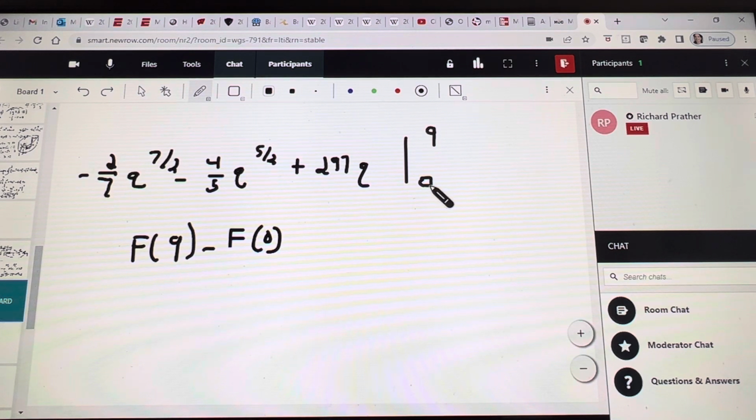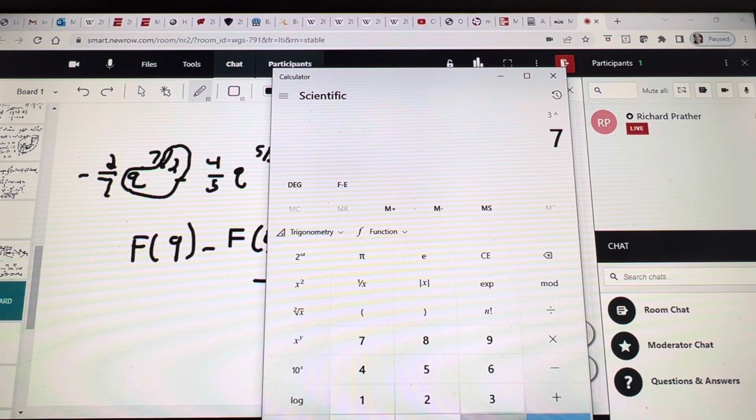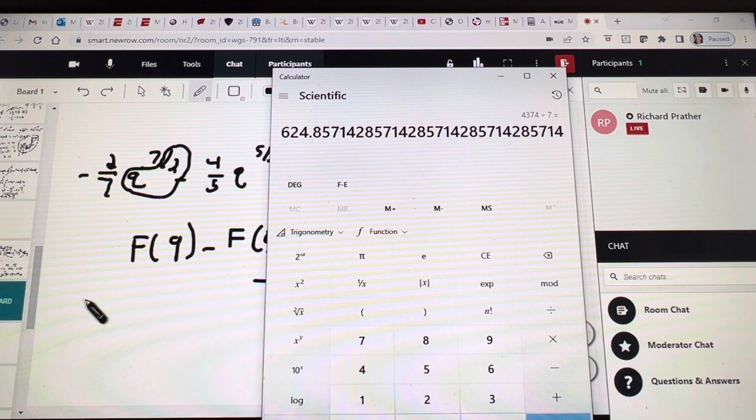Okay, and this is nice because for F of 0, all these are going to become 0. So that's definitely minus 0. And then again, when I plug the 9 in, I just do the square root part first. The square root of 9 is 3, and then 3 to the 7th power. 3 to the 7th is 2187 times 2, negative 4374. Does that divide by 7? No, so then we've got to leave it that way.